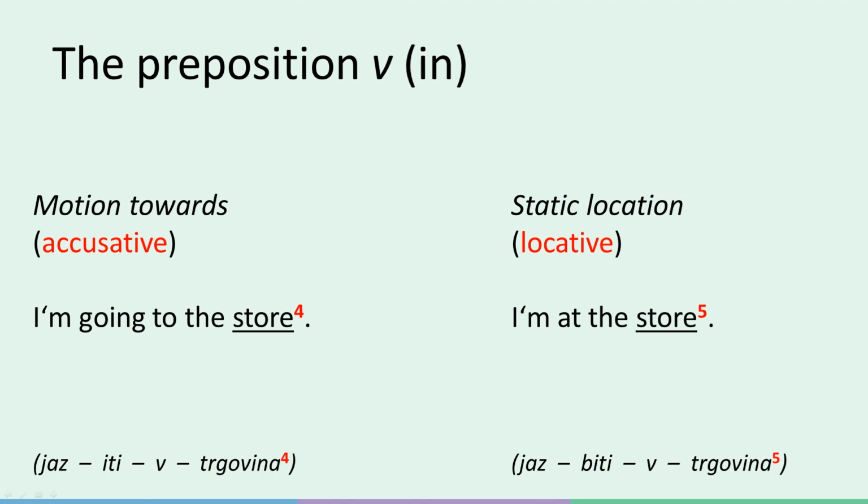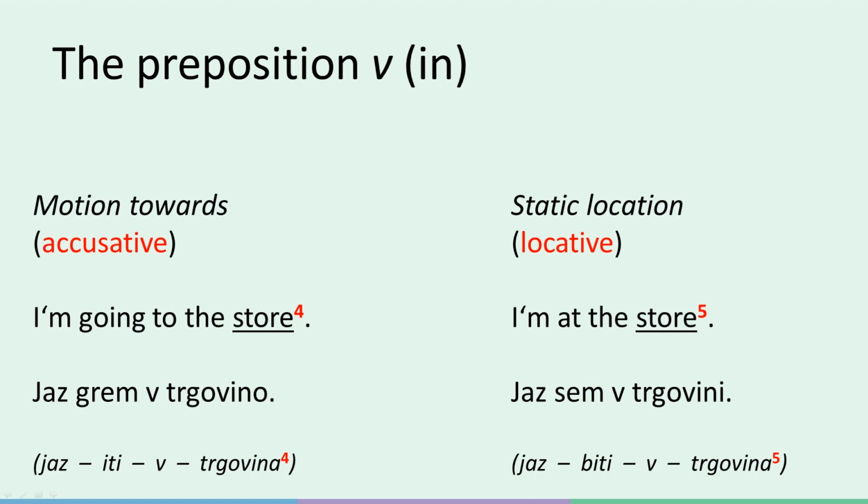Everything's the same on the right side except we have the verb to be instead of to go. However, we of course use a different case and hence a different noun ending. Putting everything together we get "jaz grem v trgovino", but "jaz sem v trgovini". Trgovino being the accusative of trgovina and trgovini being the locative of trgovina.